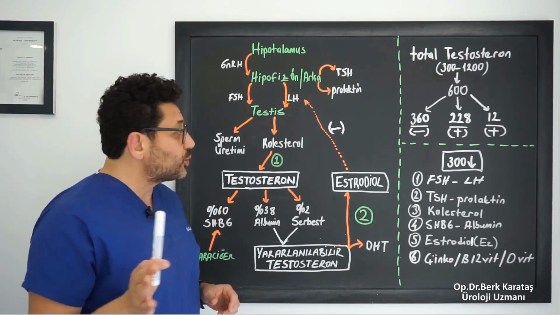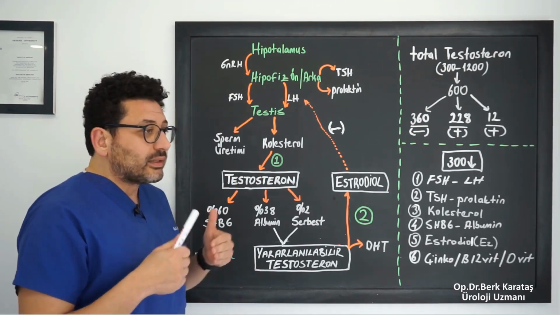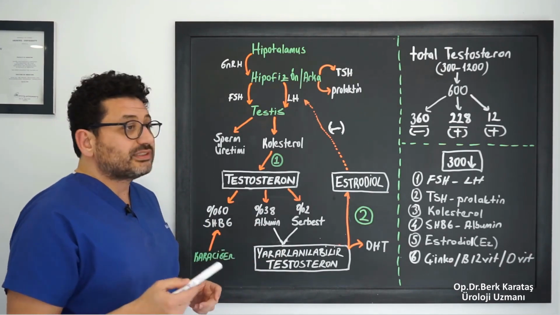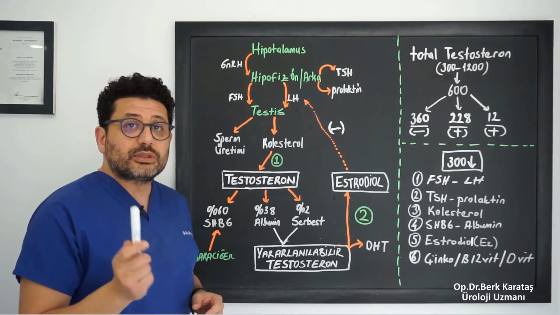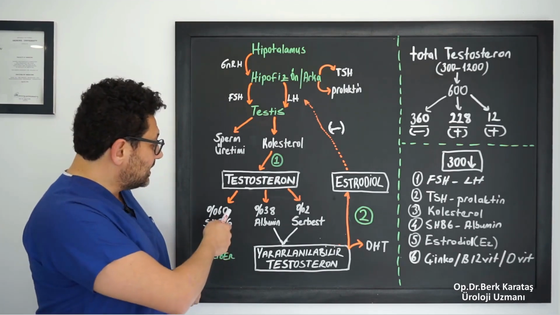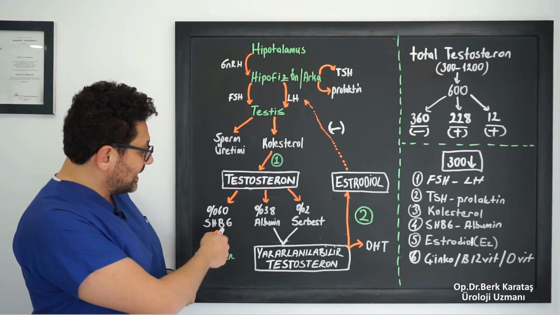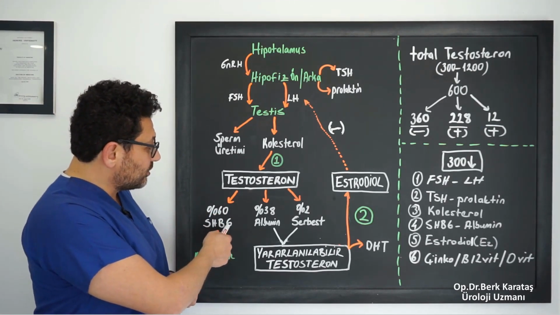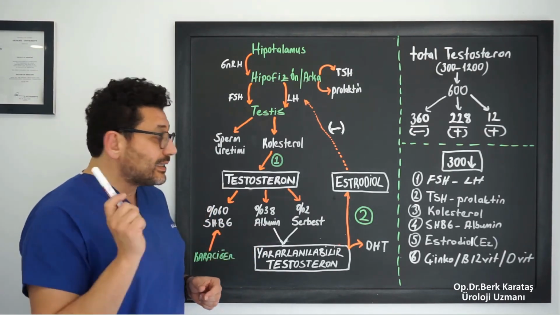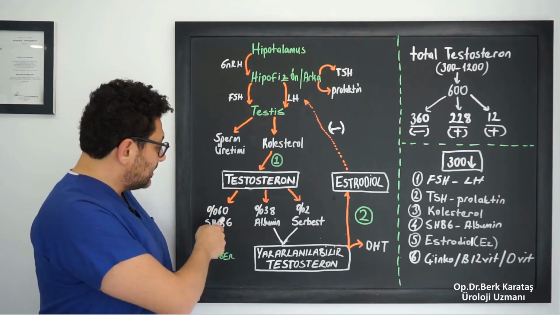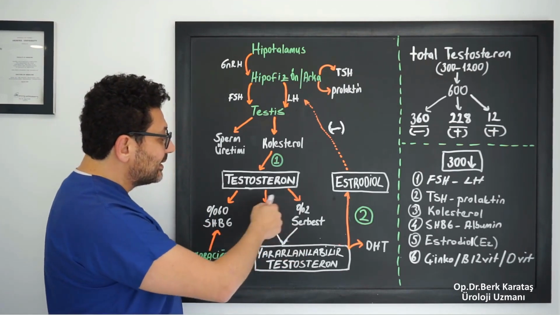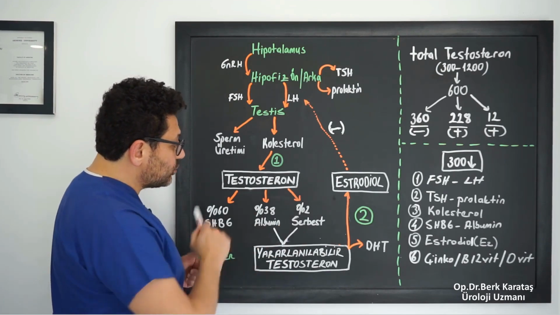Now, once testosterone is formed, it is released into the bloodstream. So it is released into the circulation. Of course, in order for it to reach the target tissue in the circulation, it needs to bind to some proteins. There are 2 important proteins. There is sex hormone binding globulin synthesized in the liver, as well as albumin. Now, 60% of the secreted testosterone binds to sex hormone binding globulin. The remaining 40% consists of 2% free testosterone and 38% bound to albumin.